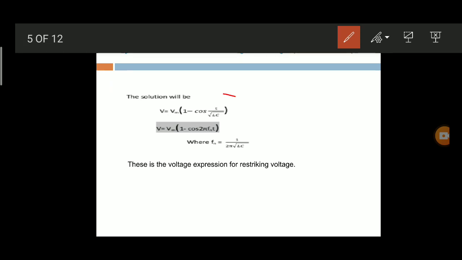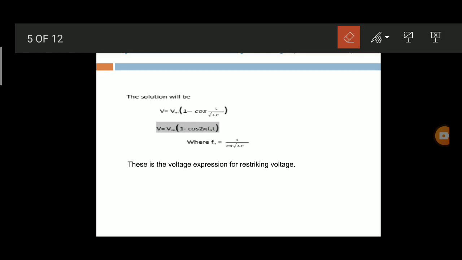The formula for the restriking voltage is V equal to Vm into 1 minus cos of t by root LC. Okay, this is the expression for the restriking voltage. That will be rewritten as V equal to Vm into 1 minus cos 2 pi Fn t, where Fn is 1 by 2 pi root LC. Okay, understand the restriking voltage.